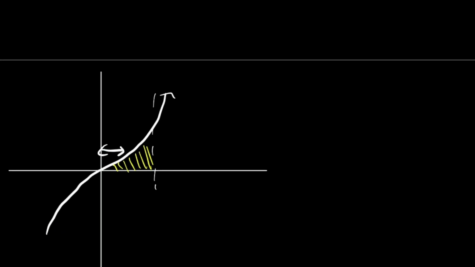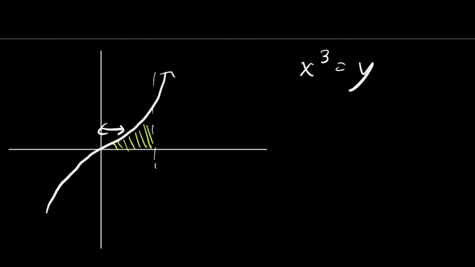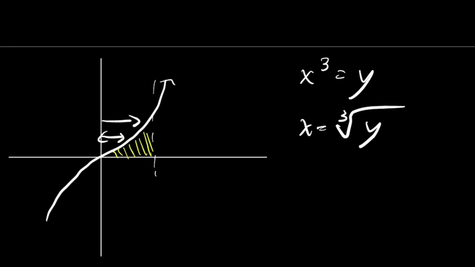So we have our function, and we're going to try to do disk method this time. In this case, we'll need to use washer because there's going to be a hole this distance right there. So our little r will be the function in terms of y. So x cubed equals y, so x equals the cube root of y. That gives us this distance here.